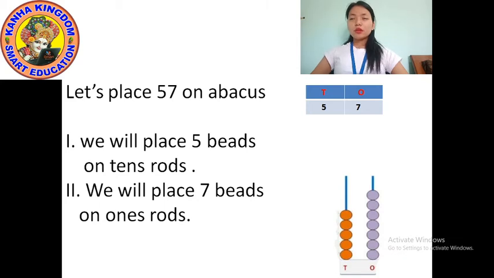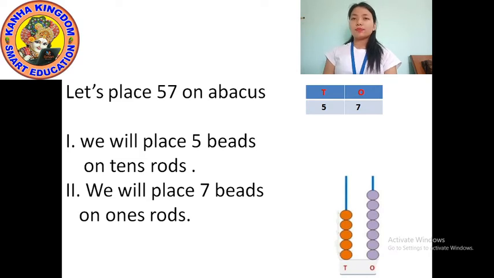See, while placing 57 on the abacus, we have to check first which digit is in the ones place and which digit is in the tens place in the place value chart. I found that 7 is in the ones place and 5 is in the tens place. So we have to place 5 beads on the tens rod, because 5 is in the tens place.